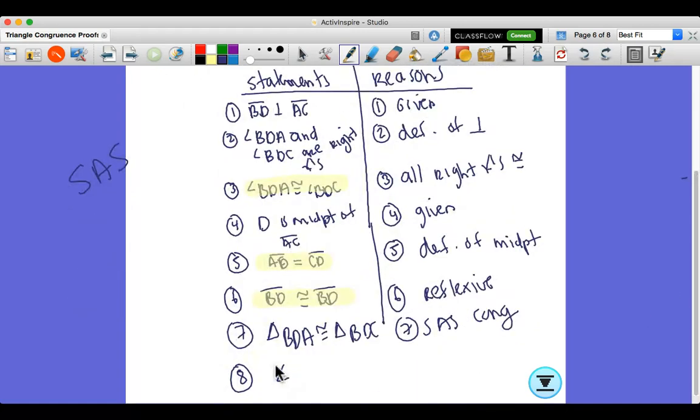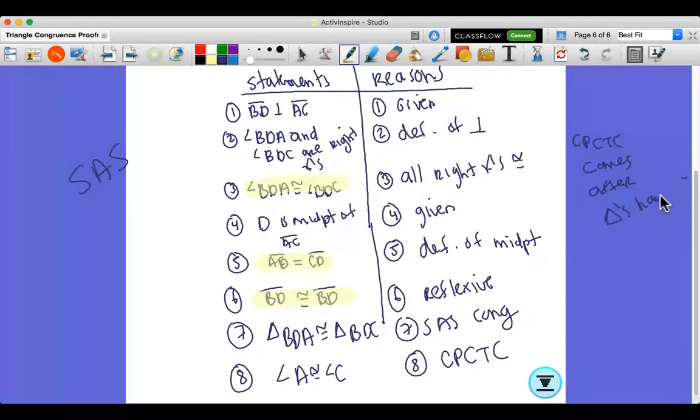Angle A must be congruent to angle C by CPCTC, because corresponding parts of congruent triangles are congruent. This CPCTC comes after triangles have been proven congruent, right? Because it's saying corresponding parts of congruent triangles. If we don't know that the triangles are congruent, we can't use it, right?